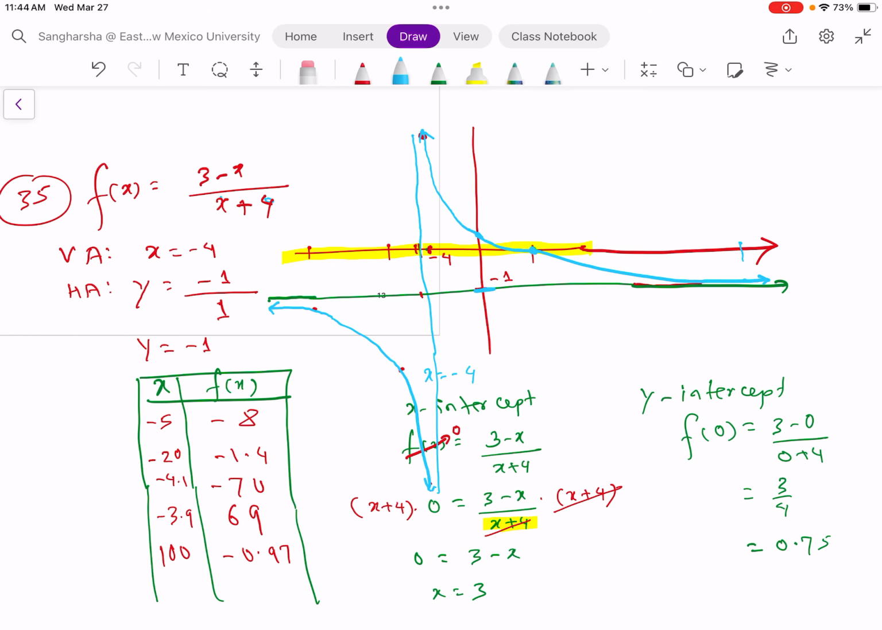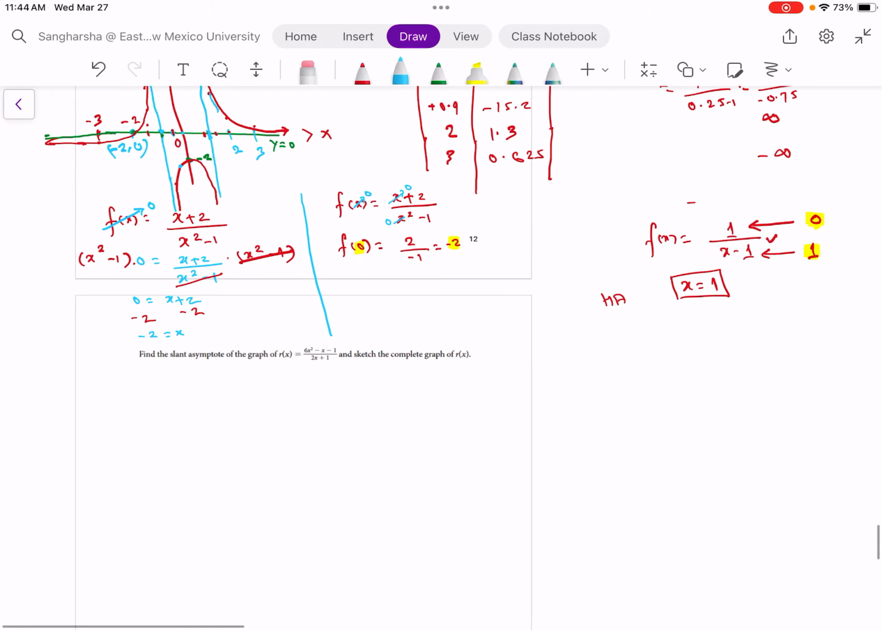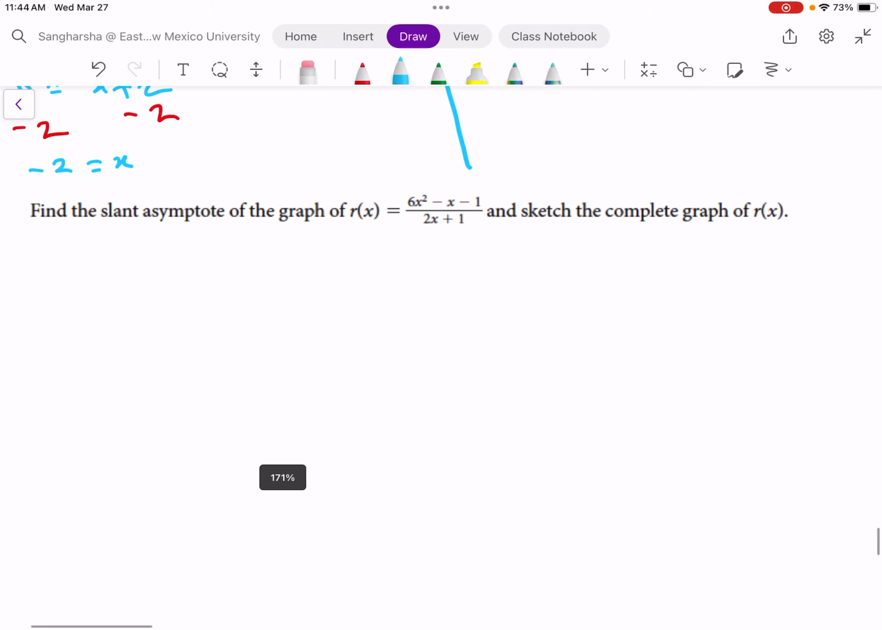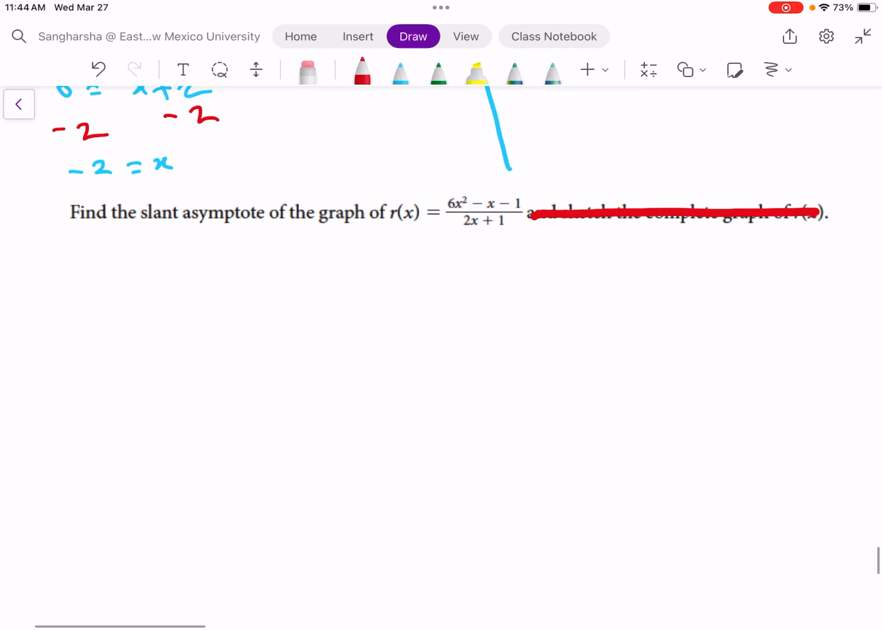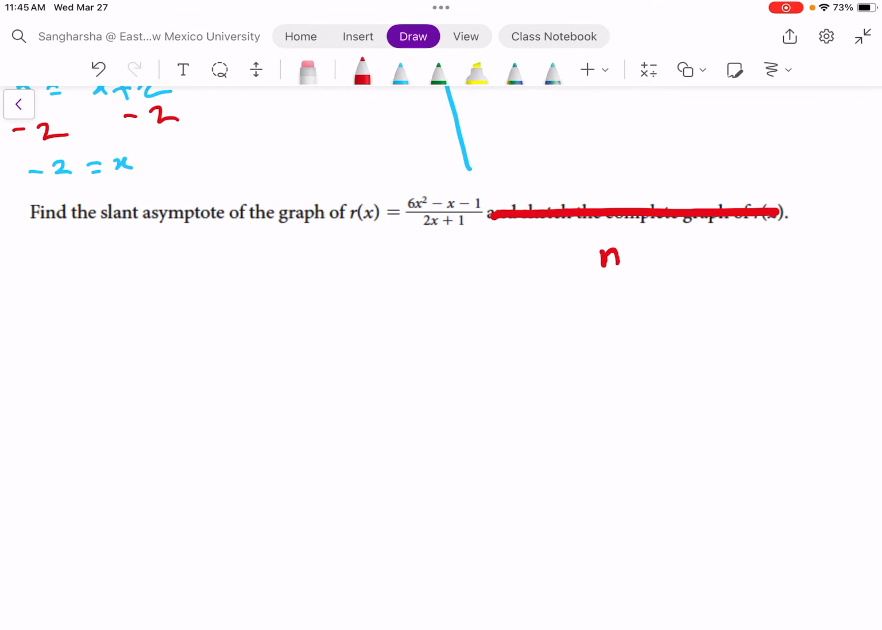Now we have the last example for this section, let me erase this part here. We won't sketch the graph, it's gonna be tough for us, but let's find the slant asymptote. As I said earlier, whenever the degree of numerator is greater than degree of denominator by 1, then we don't have the horizontal asymptote, but there is a slant asymptote.